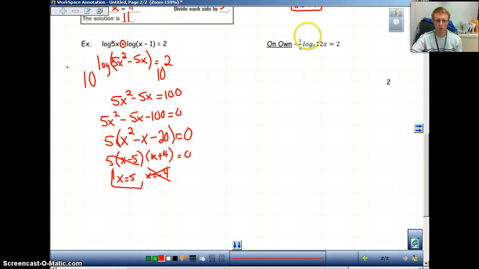Okay? So again, do this one on your own and see what you get. Okay? And then hit play when you're ready. And this is not a minus. I'm sorry, this is not a minus. It's a dash. So this is just 1/3. So I'm going to keep this separate.